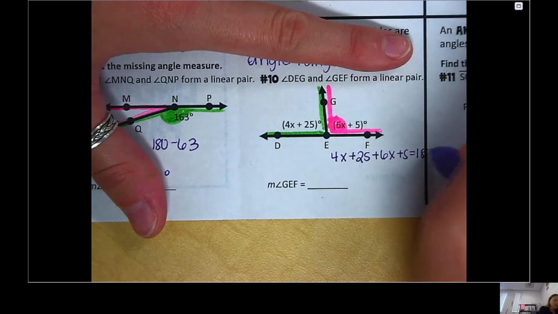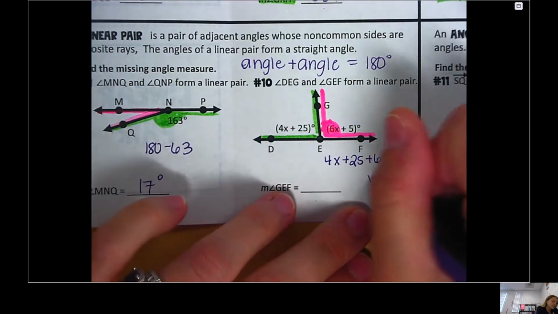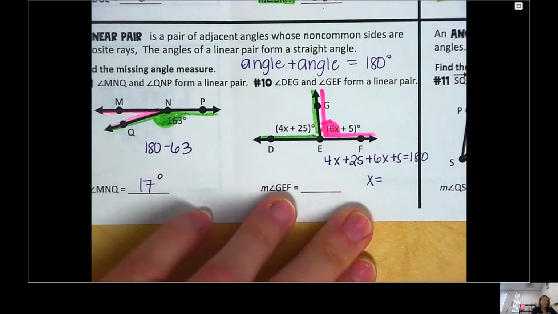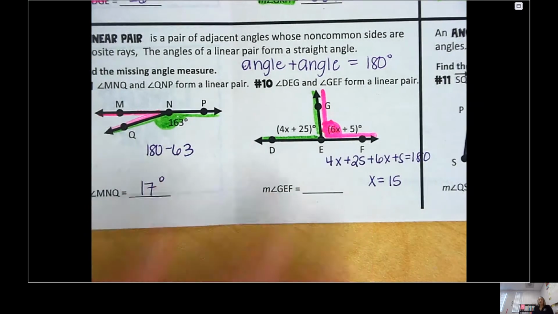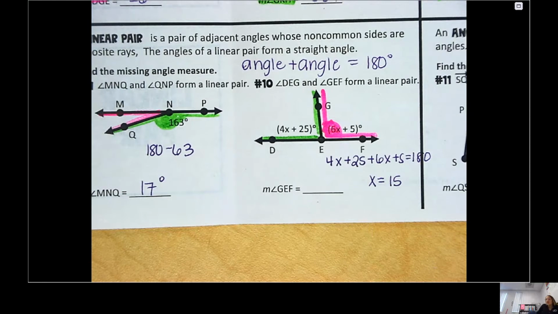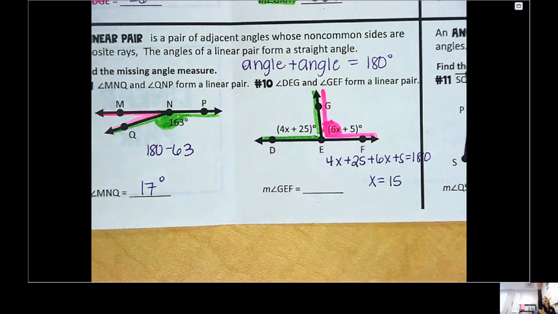Sorry, I'm running out of room. Okay. So you're just adding the 2 together, setting it equal to 180. Again, I'm going to give you the answer for x because we're not going to solve it right now. And you're going to get x equals, if you do this correctly, what did I get? 15. So now that you got your x value, the question asks you for GEF, which is the one in pink. So you're going to do what with that 15? Yep, plug it right in.